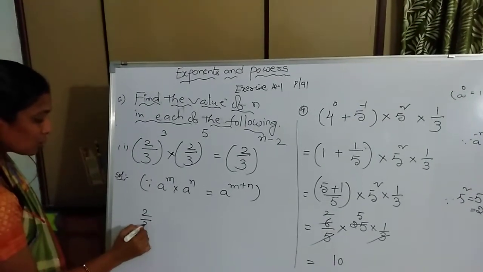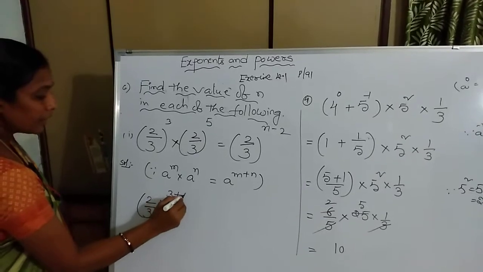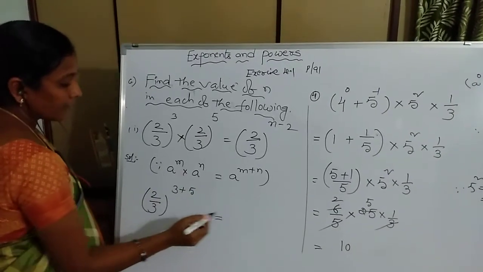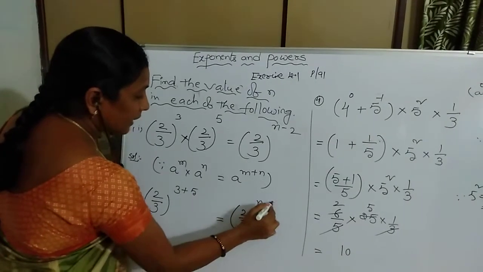So that becomes (2 by 3) whole to the power... What are the exponents here? 3, and the second exponent is 5, is equal to (2 by 3) whole to the power n minus 2.